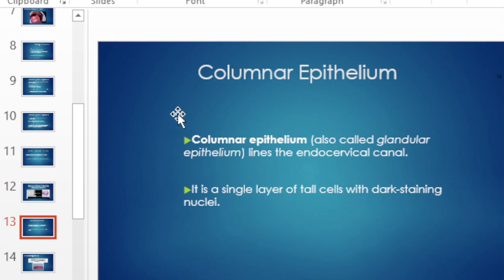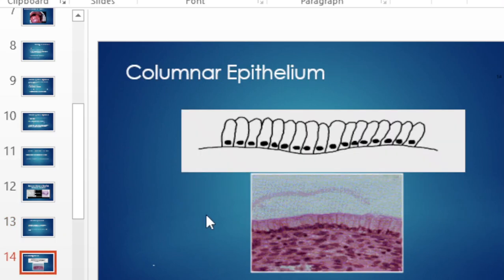Then the other type of cells that you find on the inside of the cervix is the columnar epithelium. On the outside, on the ectocervix, you get this stratified epithelium. On the inside, you get the columnar epithelium. This one is a single layer of tall cells with dark staining nuclei. As you can see, this one is a single layer of cells.